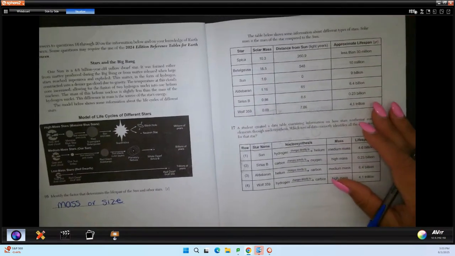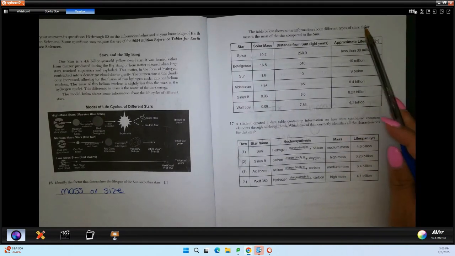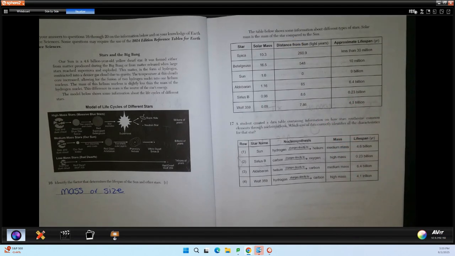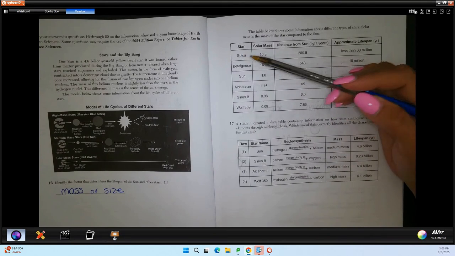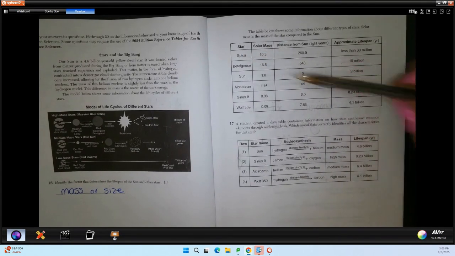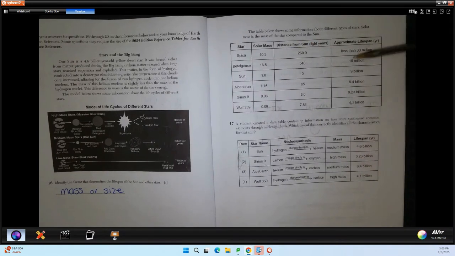All right, question 17 introduces a new table. It says the table below shows some information about different types of stars. Solar mass is the mass of the star compared to the sun. So that's this column here. So 10.3 means that this star is 10.3 times the mass of the sun. We have distance from the sun, so how far away it is, and we have the approximate lifespan, which is just how long it will burn for and produce energy.